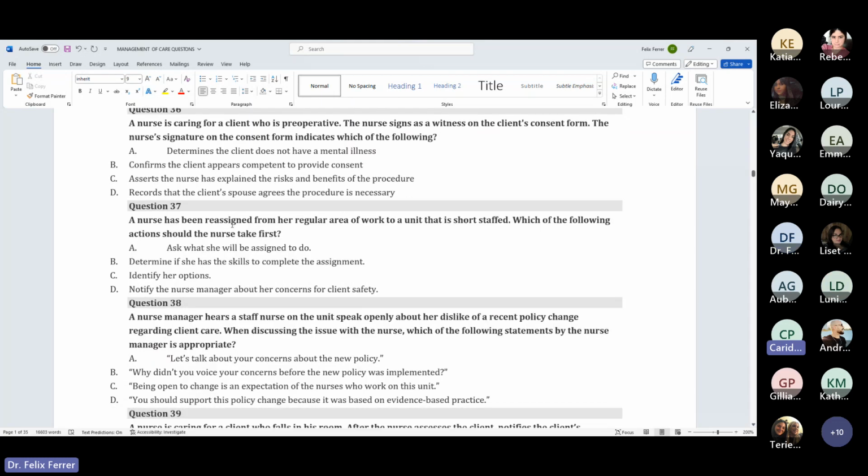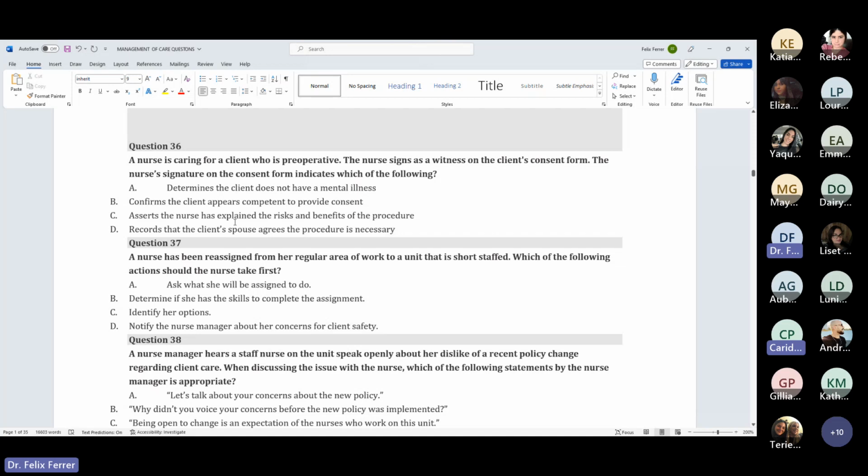Yeah, really good. 36. This is a client who is preoperative. The nurse signs as a witness on the client consent form. The nurse's signature on the consent form indicates which of the following? B. Confirms that the client appears competent to provide consent.